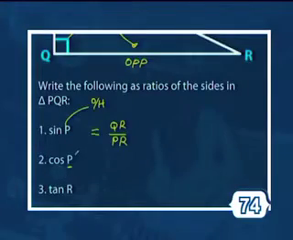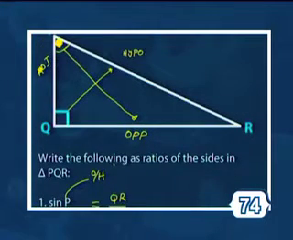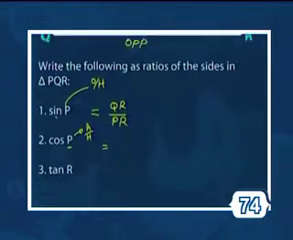So still looking from angle P, but this time we want the ratio for cos. Remember cos, ca is A over H, adjacent over hypotenuse. So we go back to our diagram. We see the adjacent side to angle P is side PQ. The hypotenuse will remain the hypotenuse. So therefore, cos of angle P is going to be PQ over PR.